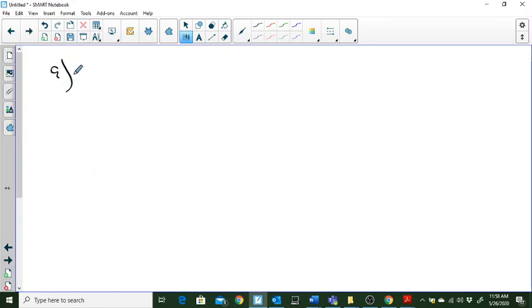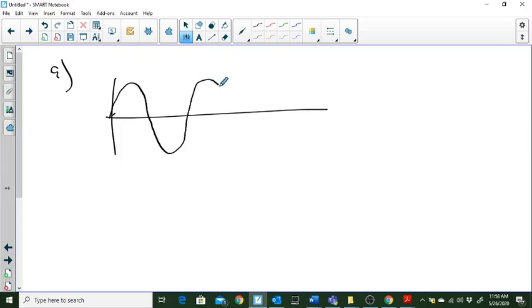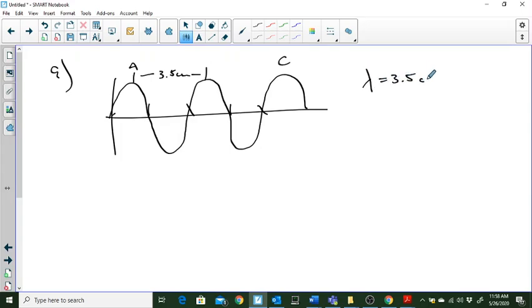Question number 9. They give you the wave, then it goes up, comes down, goes up, comes down, goes up, and comes down. And this is A, and this is C. And by measuring, find the wavelength. So the wavelength would be from here to here, or from here to here, or from here to here. Doesn't really matter which one you measure. They're all going to come out to be 3.5 centimeters. So we can say the wavelength is 3.5 centimeters.